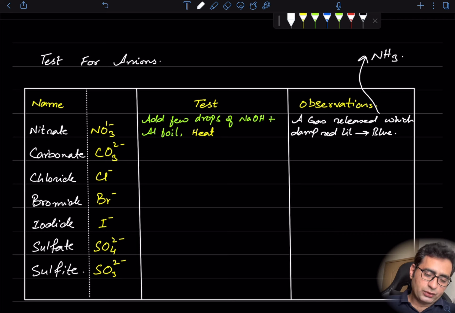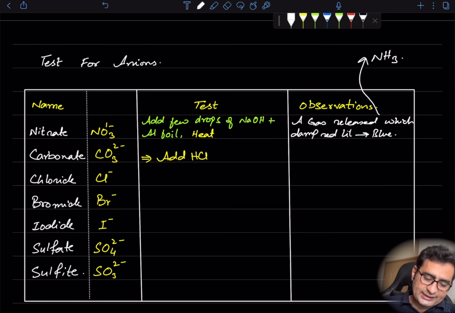The second anion is carbonate. You have learned this in acids, bases, and salts. If you add any acid to carbonate, it releases carbon dioxide. Metal carbonate reacts with acid to form salt, water, and carbon dioxide. For this, we can write any acid, for example, add HCl. If you add HCl to carbonate ion, this is the equation. H positive ion reacts with carbonate CO3 2 negative to form water, and carbon dioxide CO2 gas will be given off.